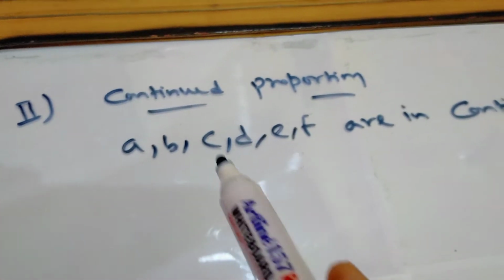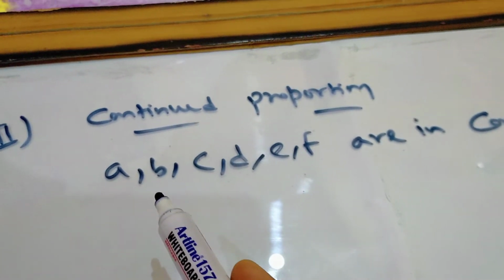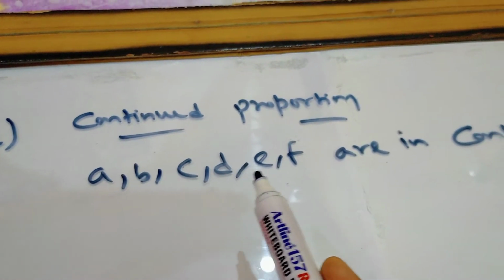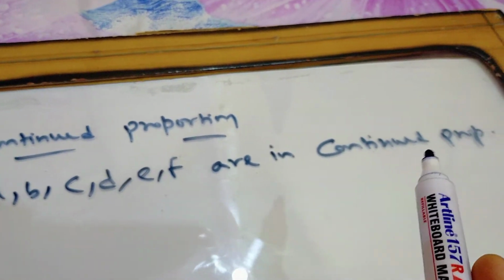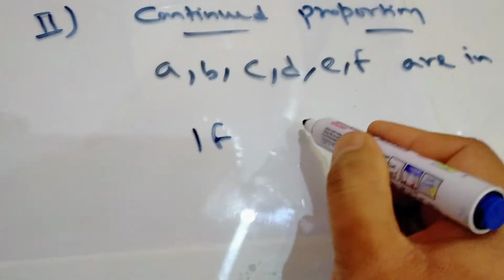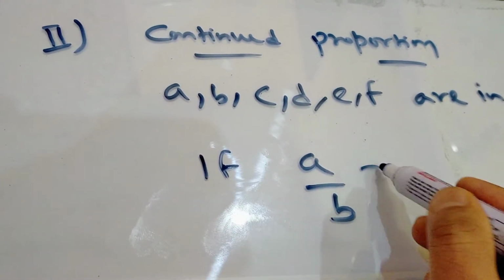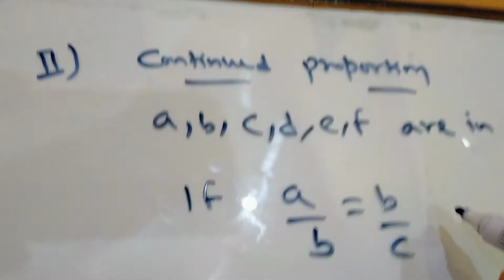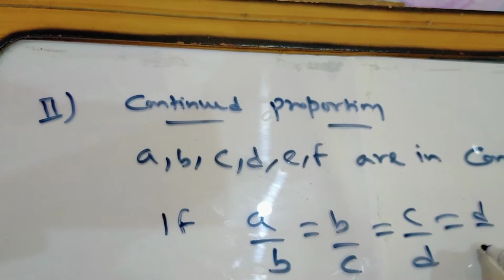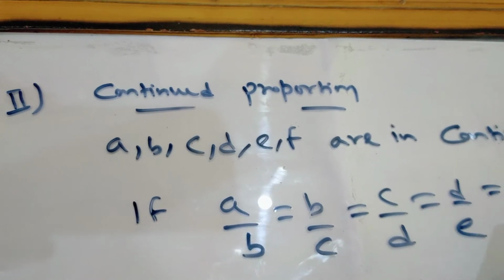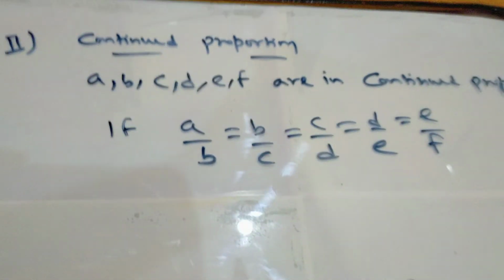Now our next topic is continued proportion. Now you see here A, B, C, D, E, F. These are the terms in continued proportion, if A upon B is equal to B upon C is equal to C upon D is equal to D upon E is equal to E upon F. So this is the thing.